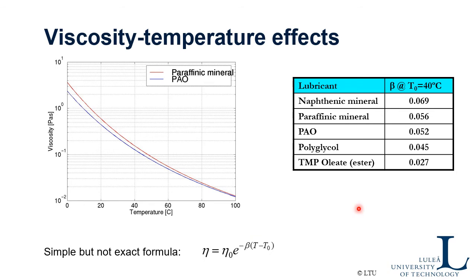And you see here that the mineral oils have typically higher beta than synthetic ester, and that means that the synthetic ester is less influenced by temperature. The viscosity is less influenced by temperature than the naphthenic mineral oil, for example.